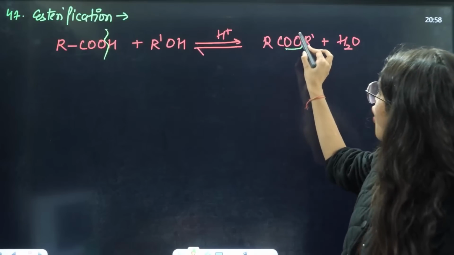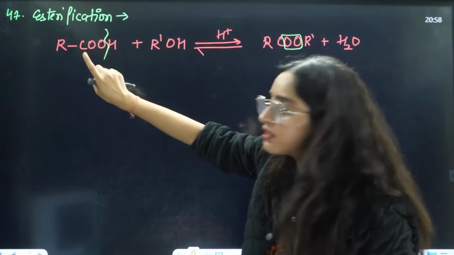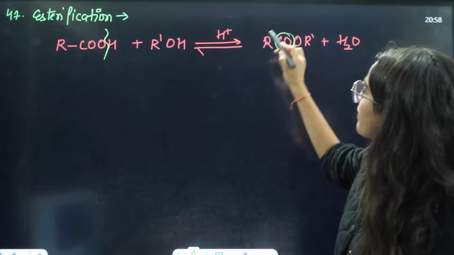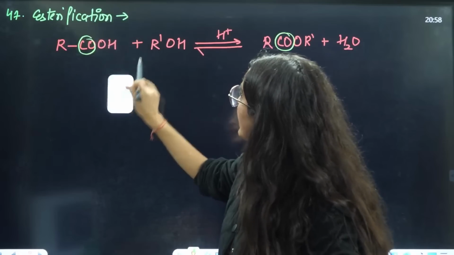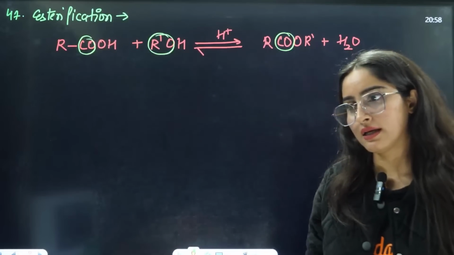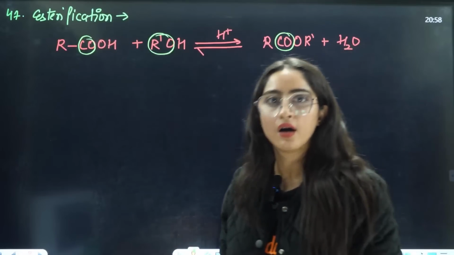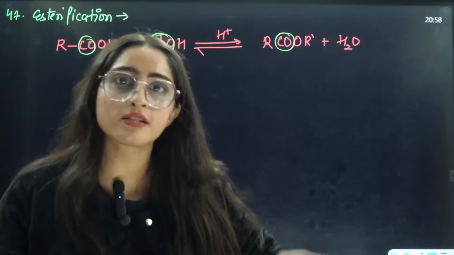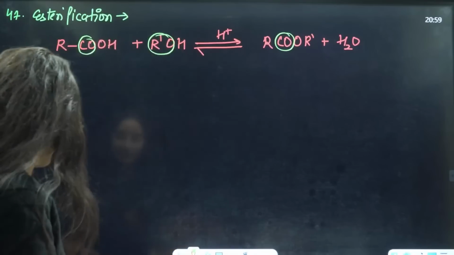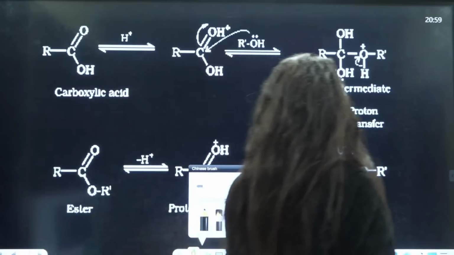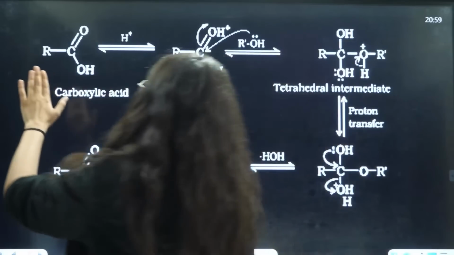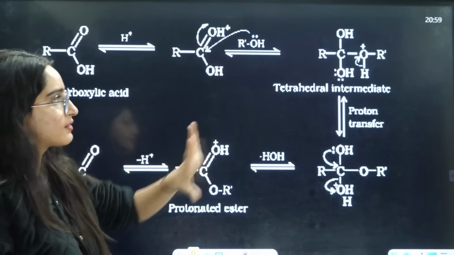Do these two oxygens come from the carboxylic acid, or is one from the carboxylic acid and the other from the alcohol? That is the question here, okay? That is why we have to study the mechanism. This is not a subjective paper, so here we will study the mechanism and see which bond we need to break. I'll just show you the mechanism and we identify that.